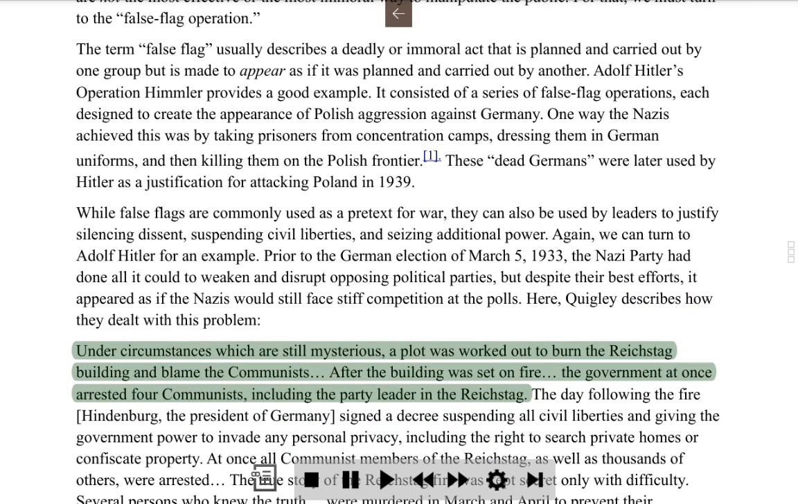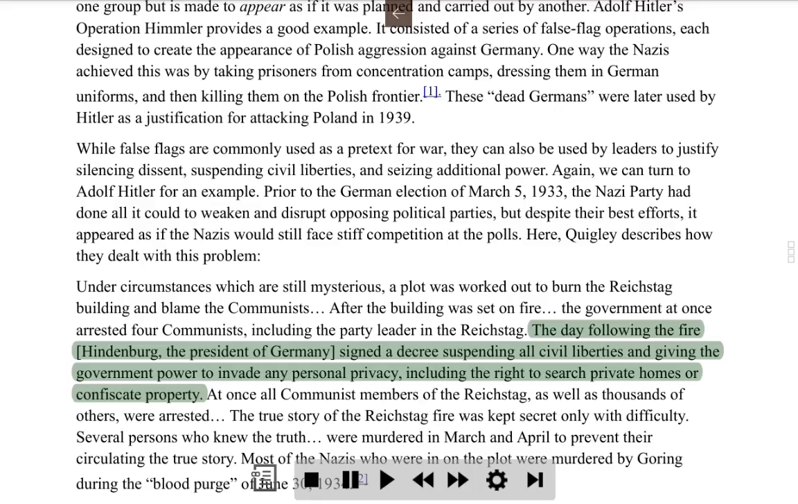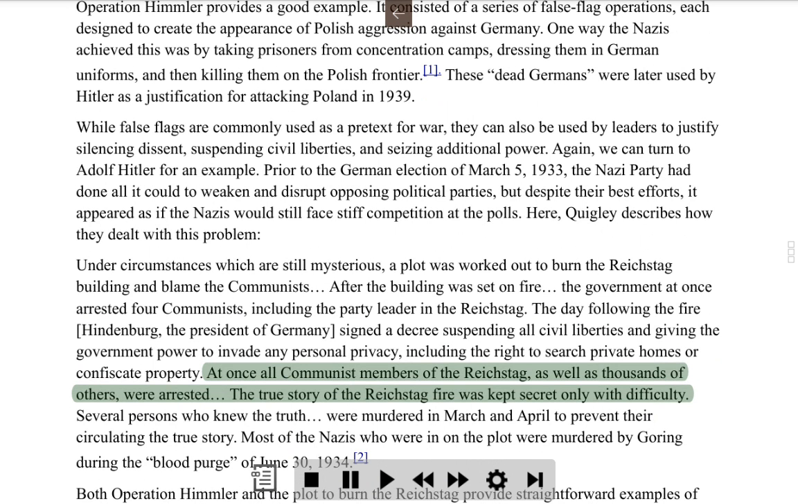Under circumstances which are still mysterious, a plot was worked out to burn the Reichstag building and blame the communists. After the building was set on fire, the government at once arrested 4 communists, including the party leader in the Reichstag. The day following the fire, Hindenburg, the President of Germany, signed a decree suspending all civil liberties and giving the government power to invade any personal privacy, including the right to search private homes or confiscate property. At once all communist members of the Reichstag, as well as thousands of others, were arrested.